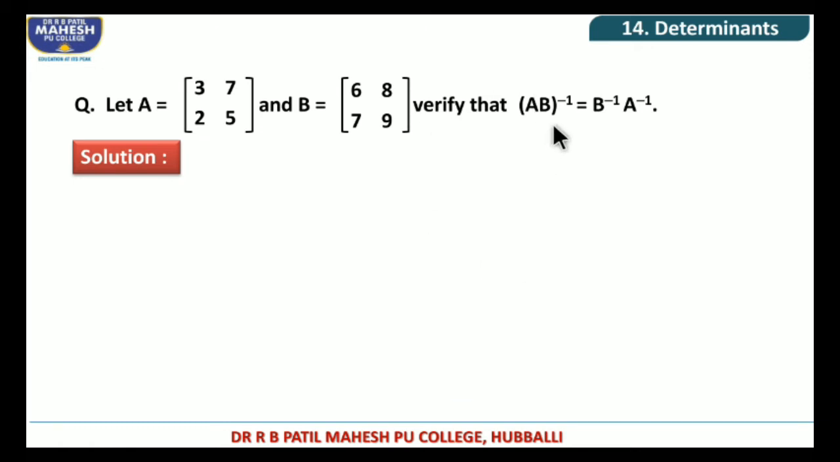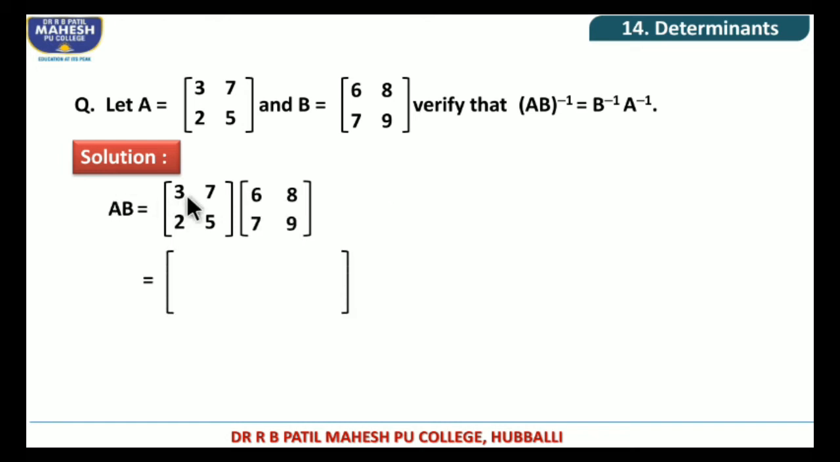So for the solution, first we have to find out AB whole inverse, that is equal to the product of B inverse into A inverse. So we have to prove that LHS is equal to RHS. So for that LHS we have to find out AB first. AB means it is the product of the matrices A and B. Therefore take the product here of these two matrices. Now find out the product here.